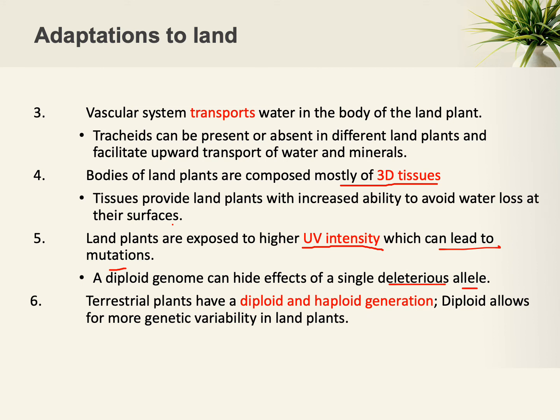So what does it mean by diploid and haploid generation? Diploid allows for more genetic variability in land plants. Diploid means it involves fertilization. So please remember all these 6 points.